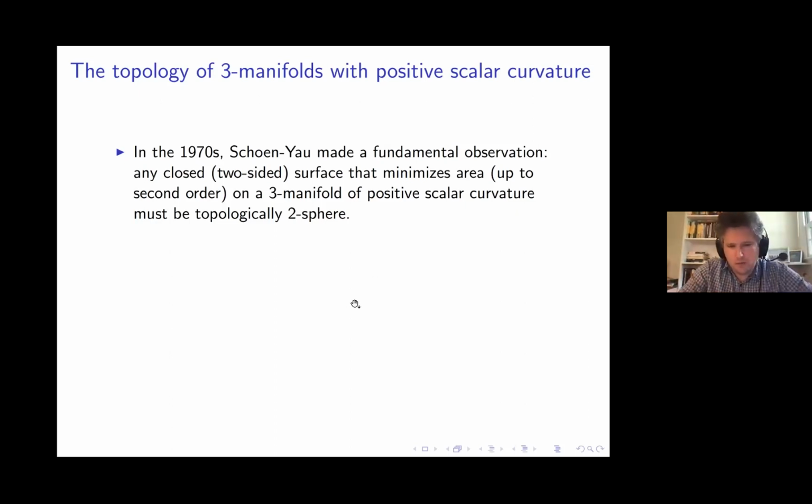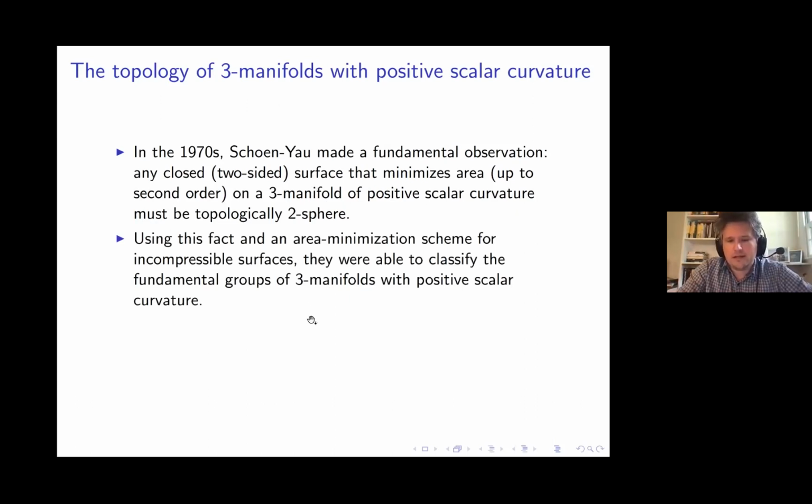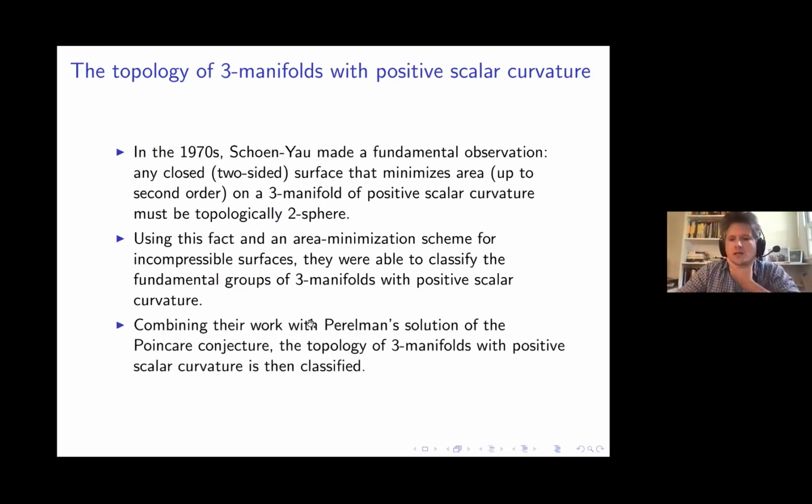And how can you use that? So basically what they did is that they found this area minimization scheme, where if you have a manifold that has a very complicated topology, then you can find surfaces there of higher genus that will minimize area, okay? That would then contradict the fact that it has positive scalar curvature, because positive scalar curvature is putting a restriction on the topology of the surface that can minimize area, okay?